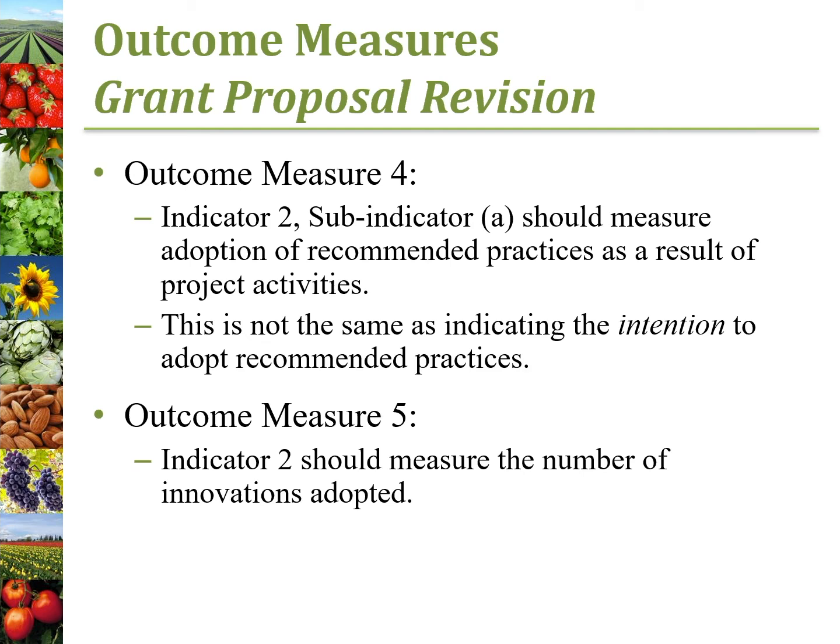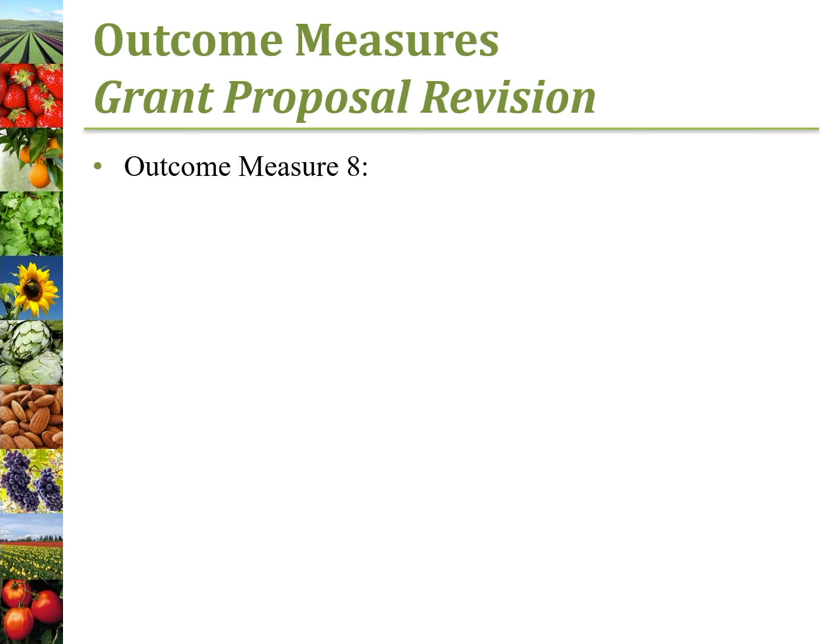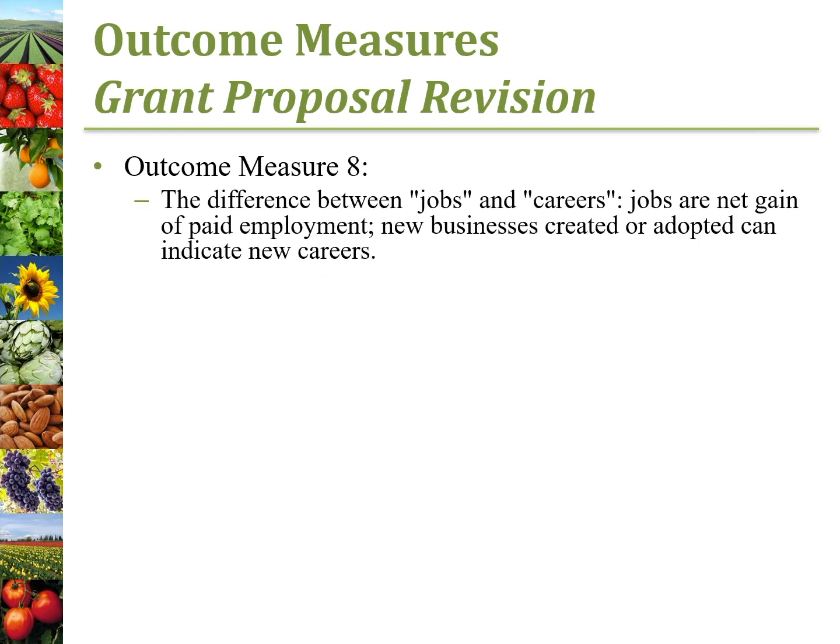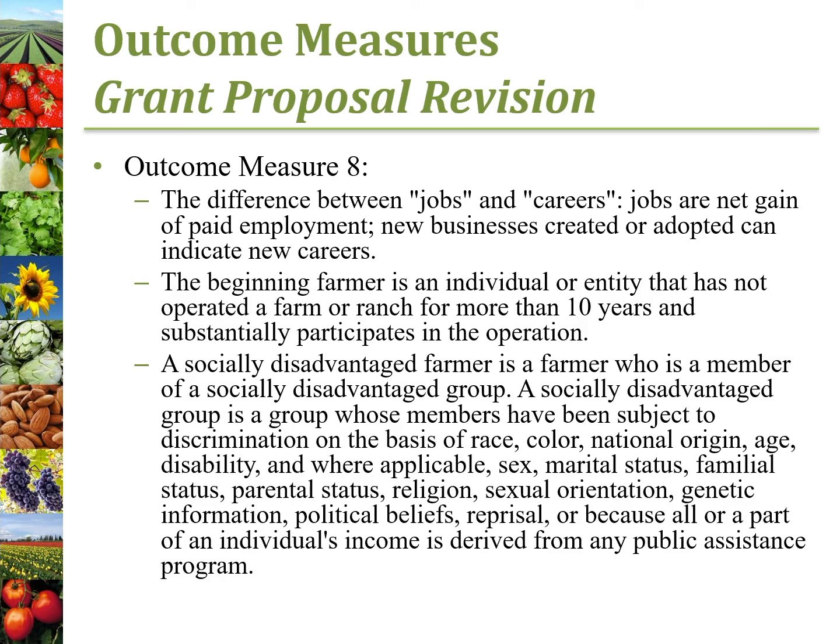And similarly for outcome measure 5, indicator 2, it should measure the number of innovations adopted. Again, please note this does not mean indicating the intention to adopt innovations, but rather the outcome measure requires the measure of the number of innovations actually adopted. And lastly, for outcome measure 8, the difference between jobs and careers is that jobs are the net gain of paid employment, whereas new businesses created or adopted can indicate new careers.